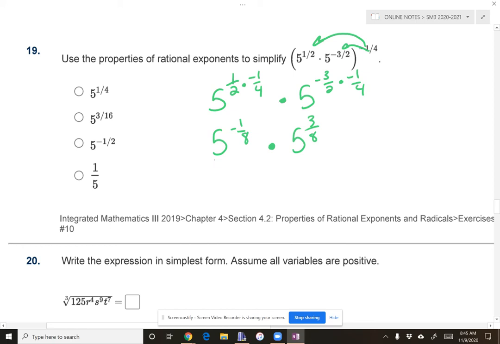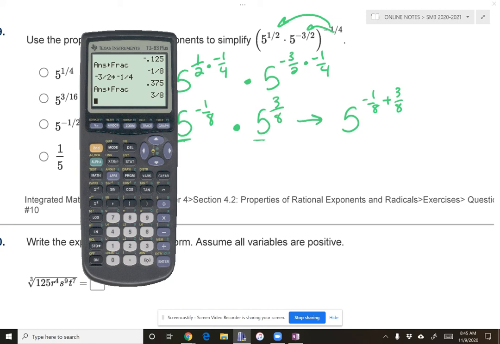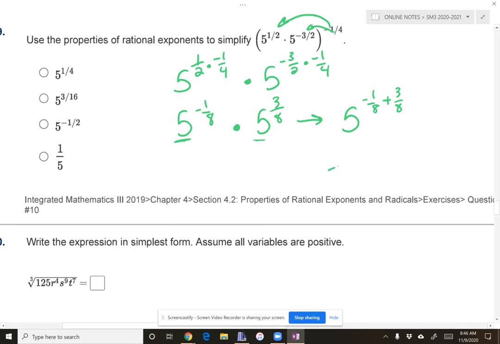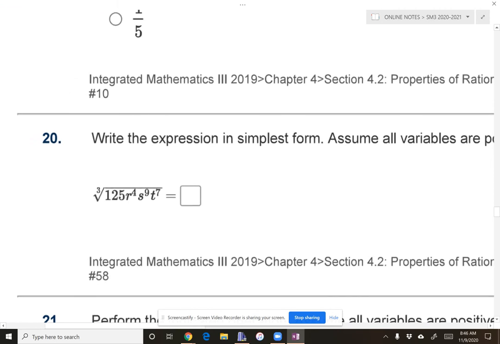And then now, if you look at your rules, if you're multiplying things with the same base, you add the exponents. So we get 5 to negative 1/8 plus 3/8. You can do that in your calculator too. We go negative 1/8 plus 3/8. And you're like, what the heck is that? Well, math, fraction, that equals 5 to the 1/4. Boom.